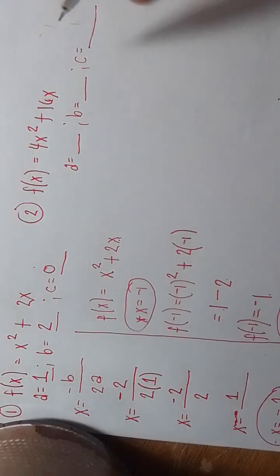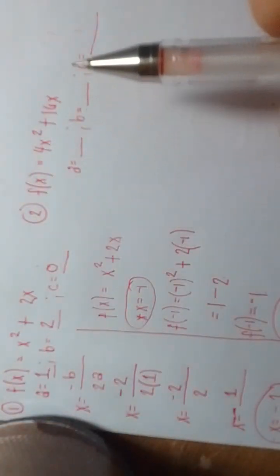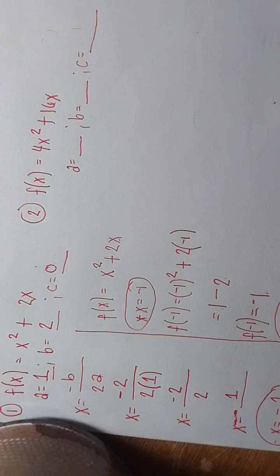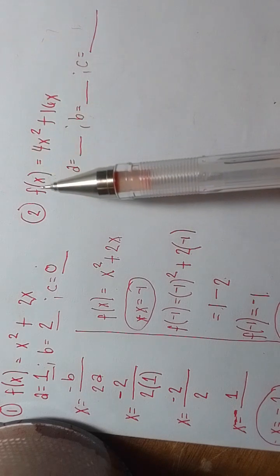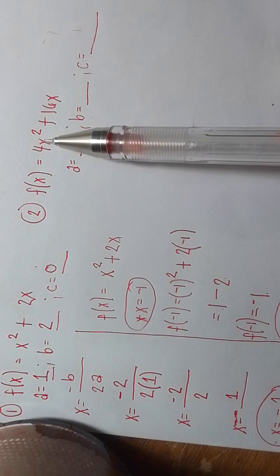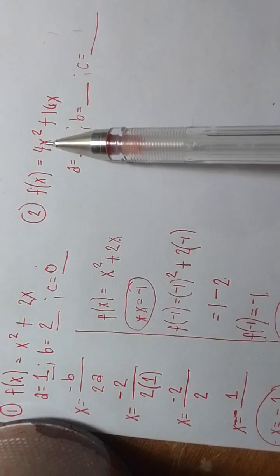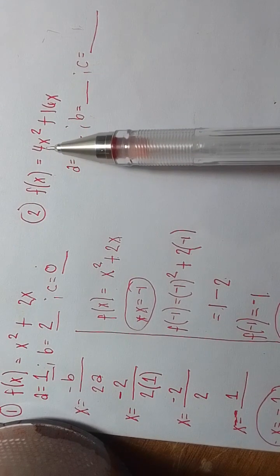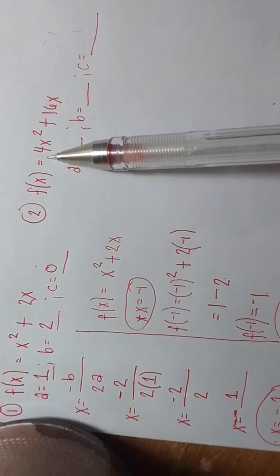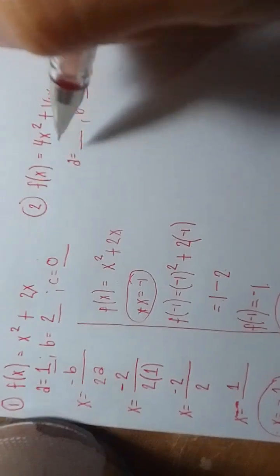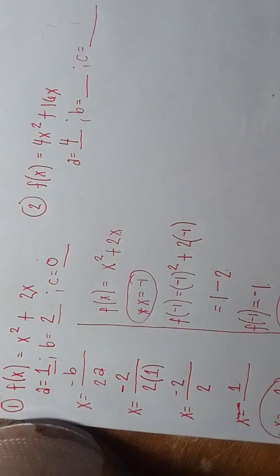So the value of A is the coefficient of x squared, x if the given variable is x. It depends on the given variable. But this time for number 2, the given variable used is x. So, the coefficient of x squared is positive 4. So that is our value for A.